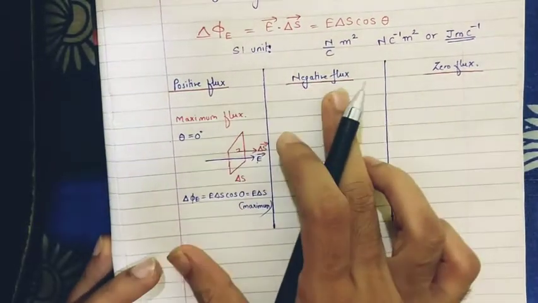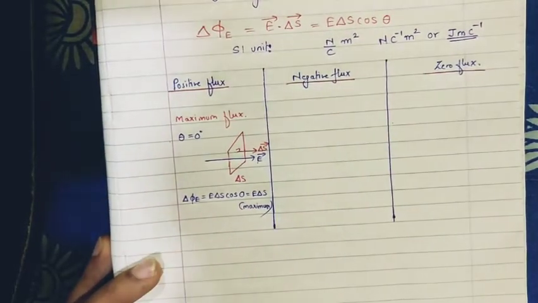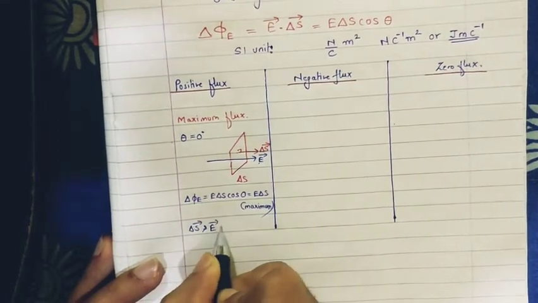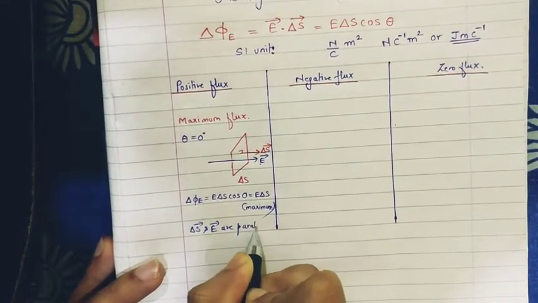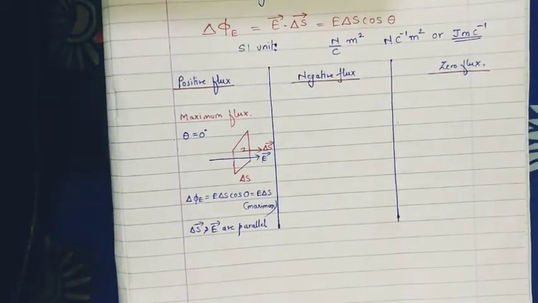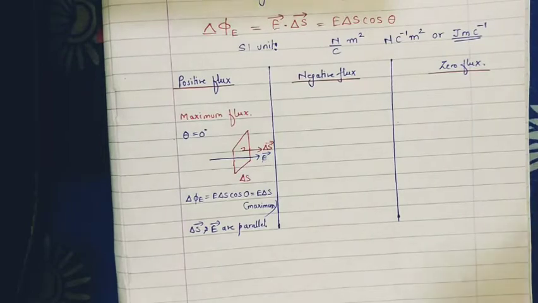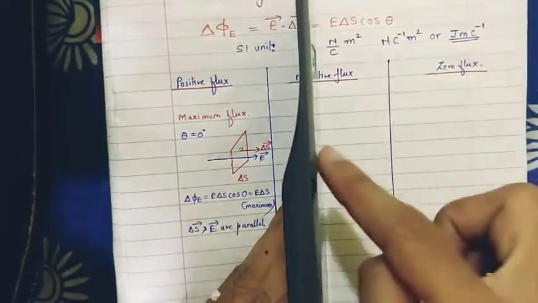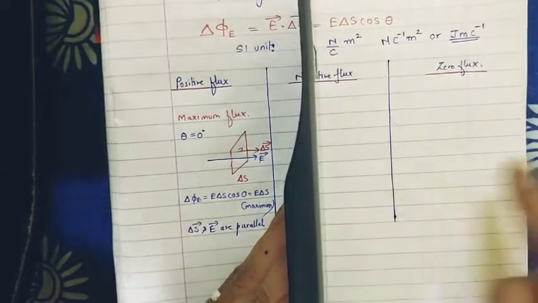Coming to the second part, here you can also write that delta S and E are parallel, just to understand. They are parallel to each other here. Coming down to the negative flux, now my area I had kept like this. My electric field was going out, my area vector is also going out.